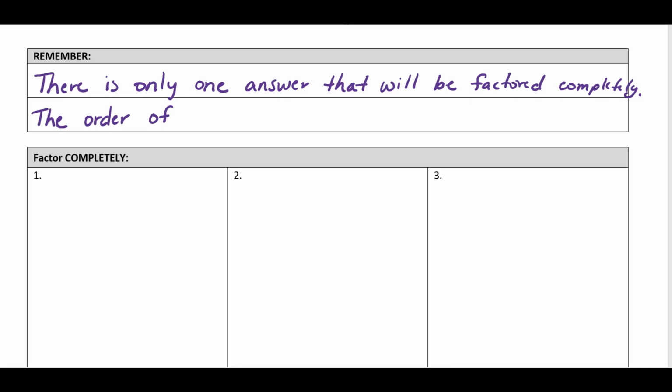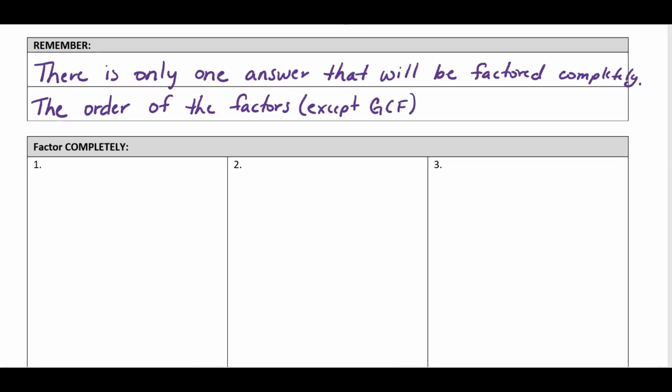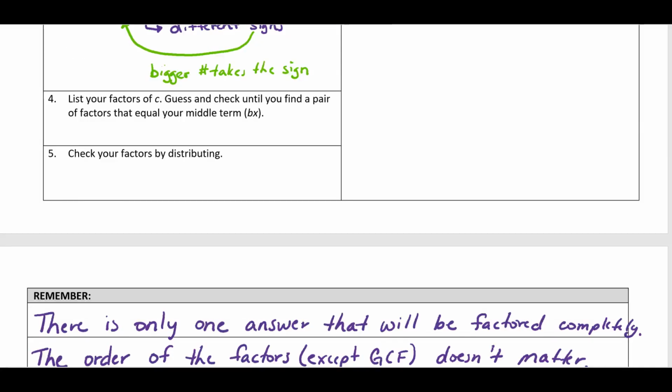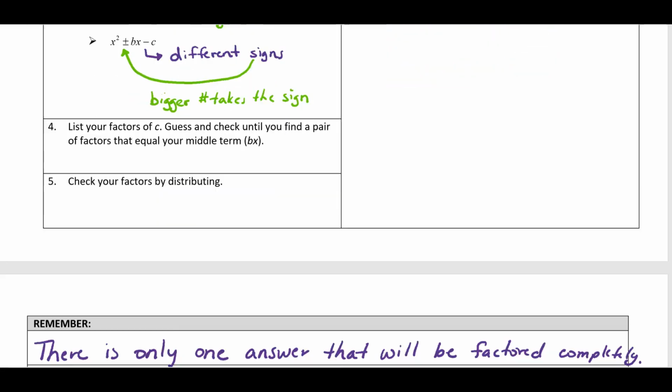So we're going to write that down here in the next box. The order of the factors, except the GCF, doesn't matter. So commutative property is still in effect here. Okay, so back up here on this example, x plus 3, x plus 4, it doesn't matter if you have 2 times x plus 4 and then x plus 3. The only thing that does matter is that the GCF should always be in the front, the greatest common factor.